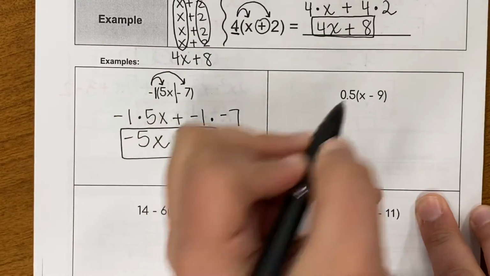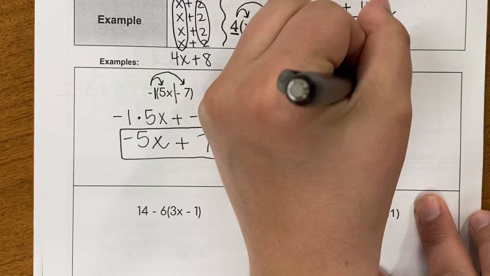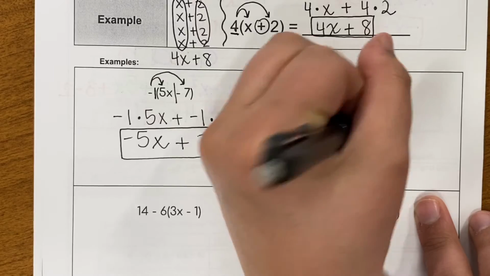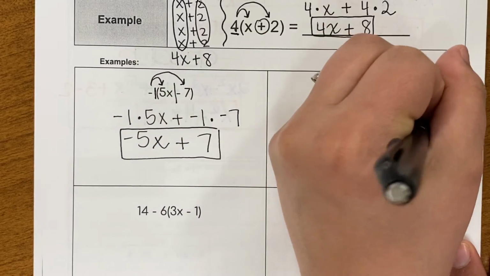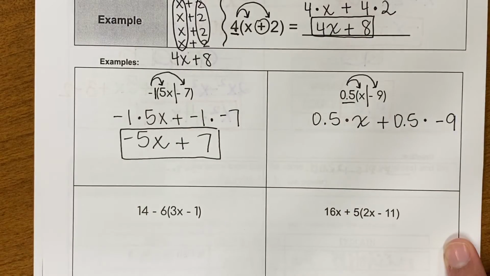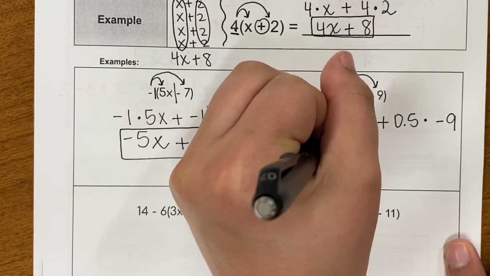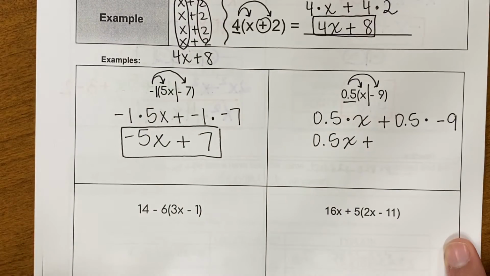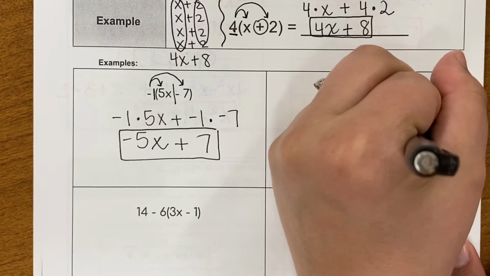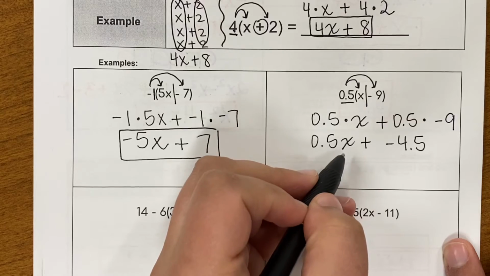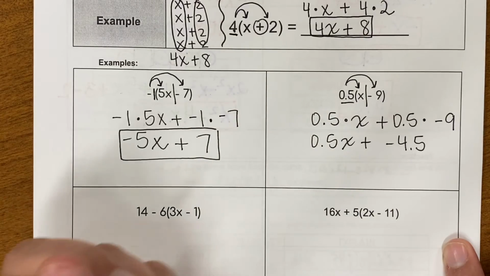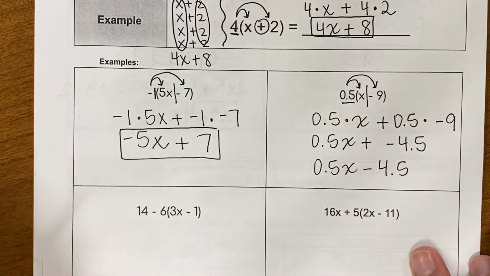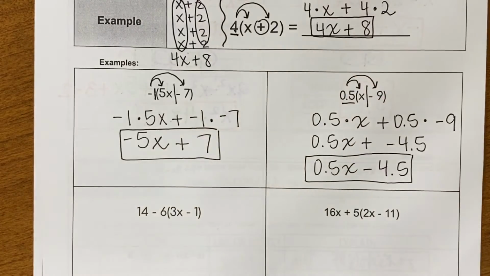Example 2. I need to distribute 0.5 to both terms inside my parentheses. So I'm going to distribute 0.5 times my x plus 0.5 times my negative 9. So 0.5 times x is 0.5x plus 0.5 times negative 9 is going to be negative 4.5. Now this is one way to write it, 0.5x plus negative 4.5, or you might also see it written as 0.5x minus 4.5. This is my simplified expression.